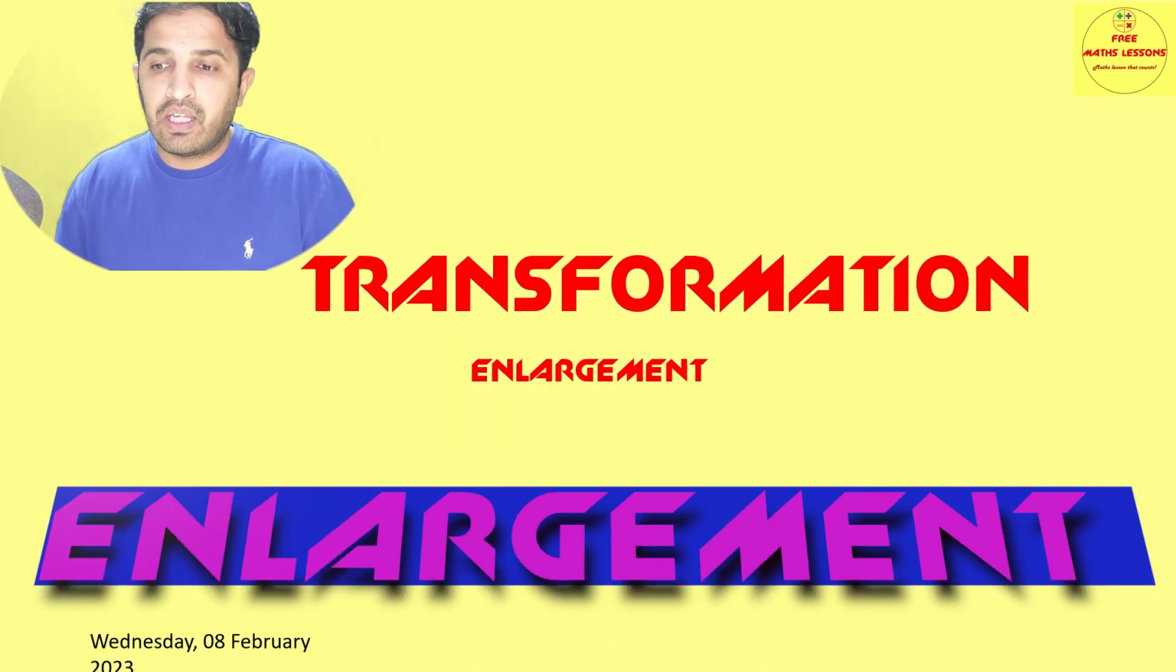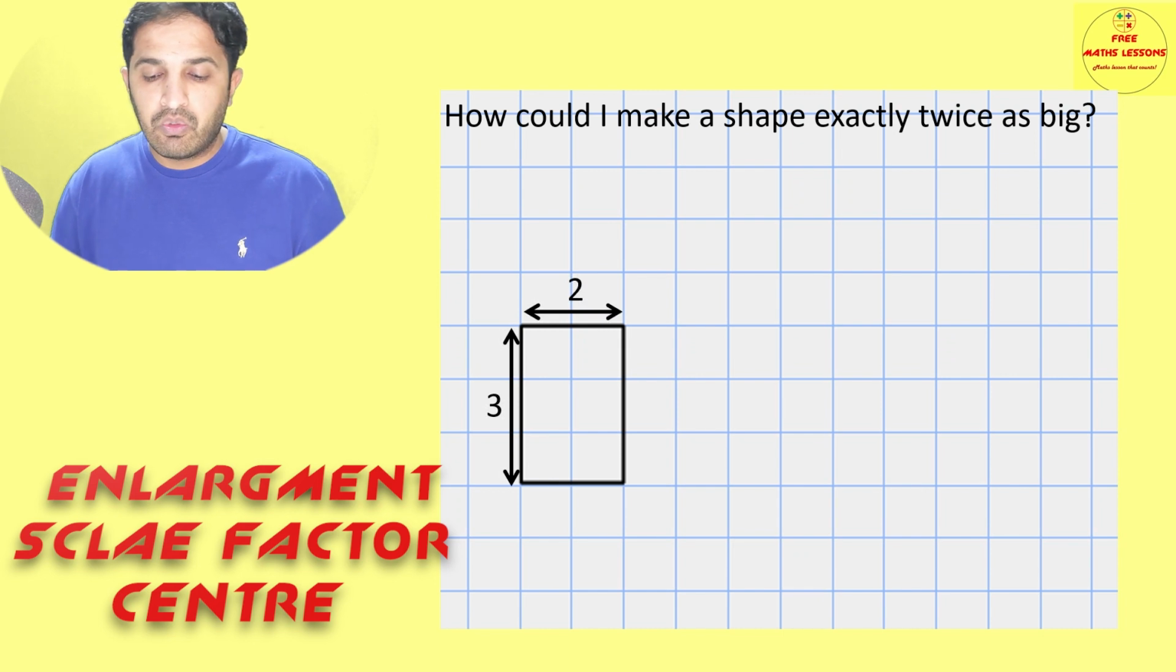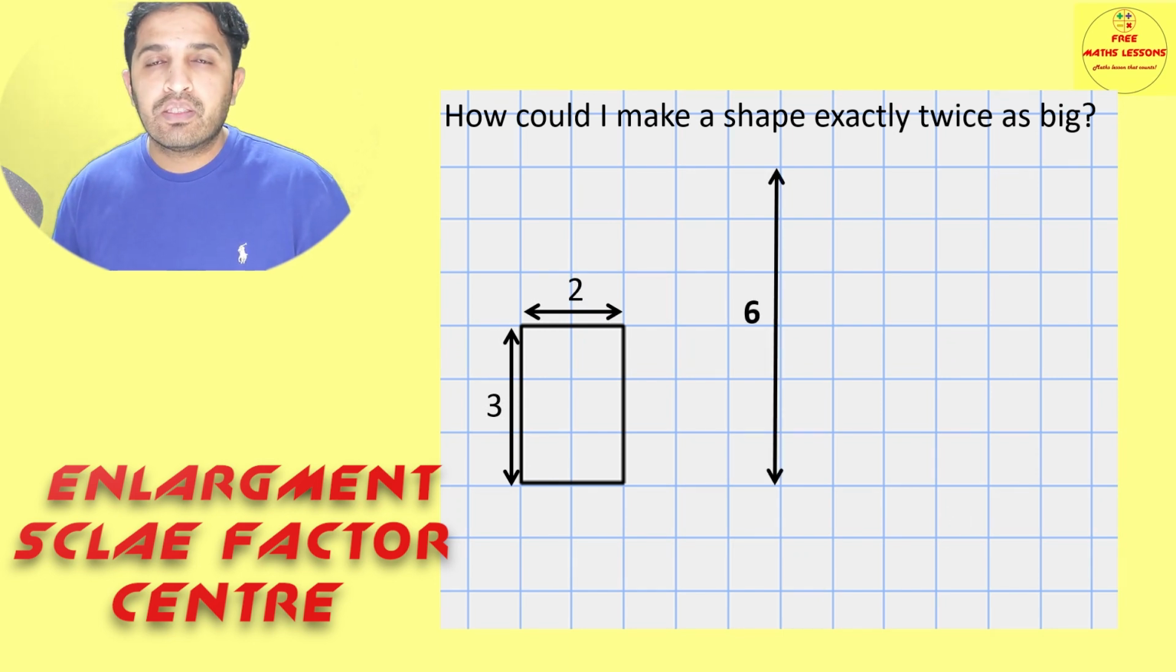So first, we're looking at enlargement. When you're enlarging a shape, there are three things you need to consider. One is what the word enlargement means. Secondly, the scale factor. Scale factor is how many times you make the shape bigger or smaller. And the third is the center, that we need to consider.